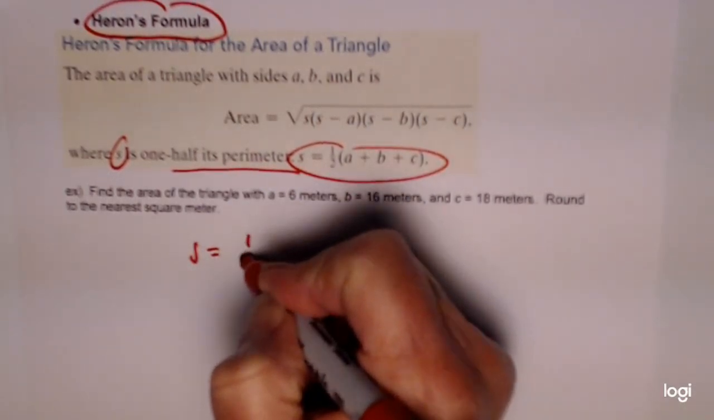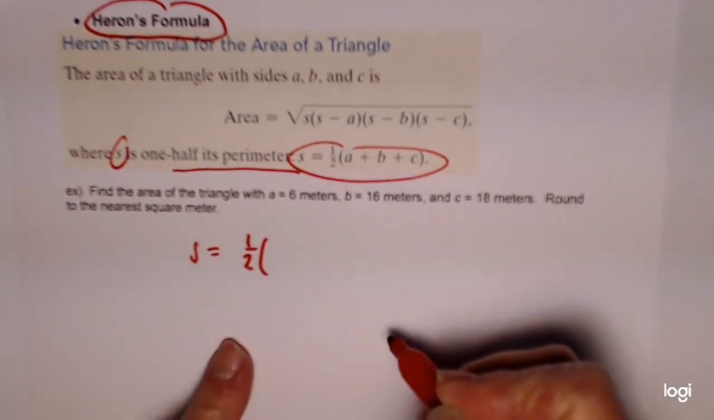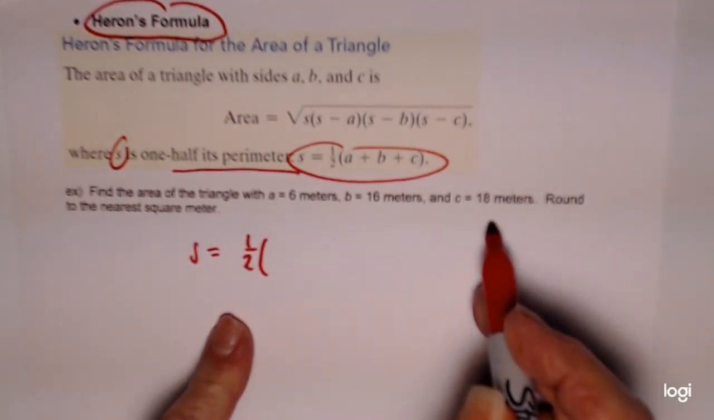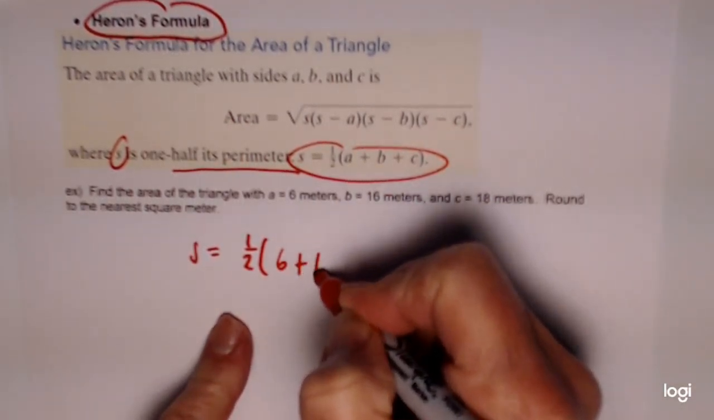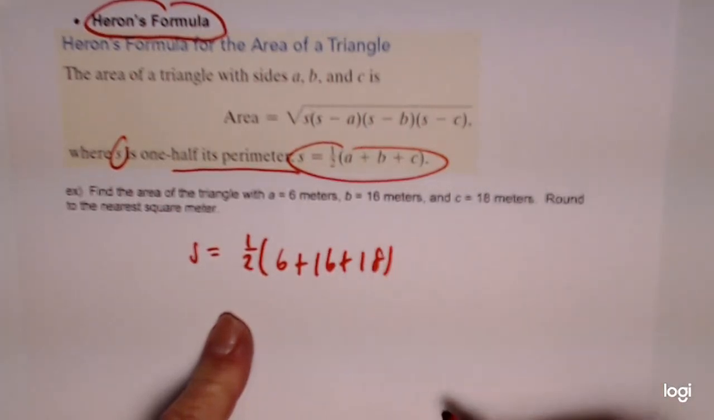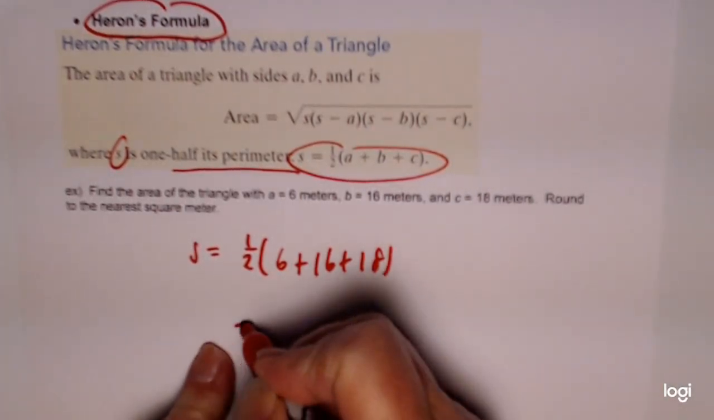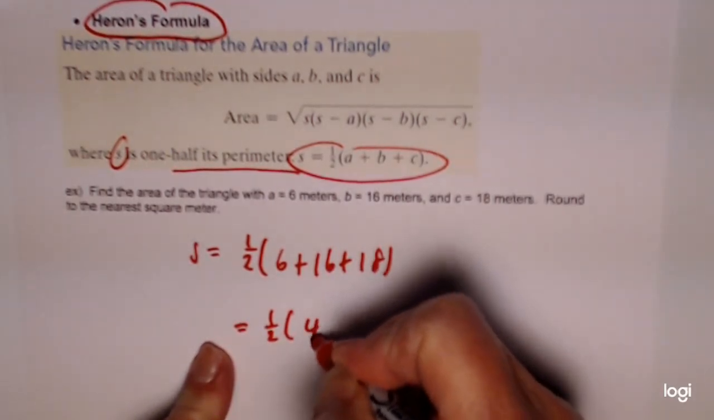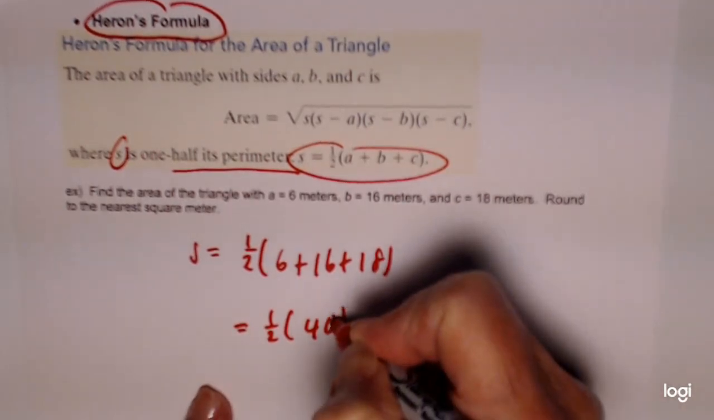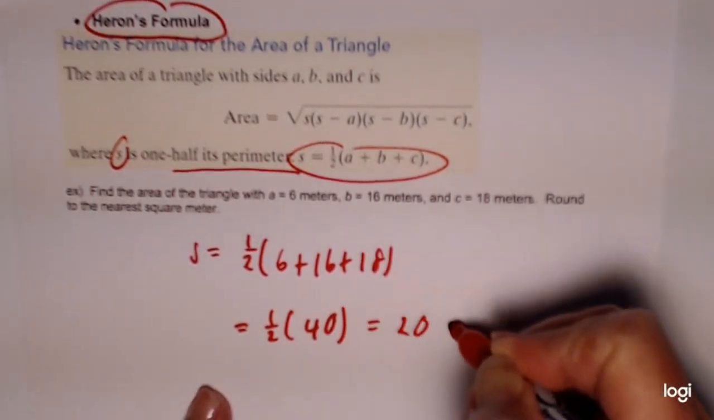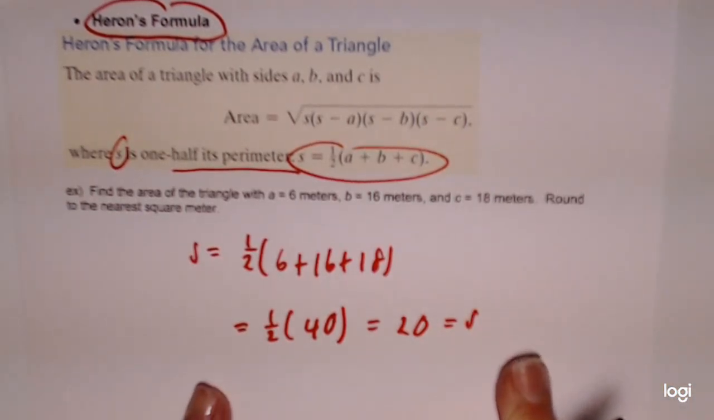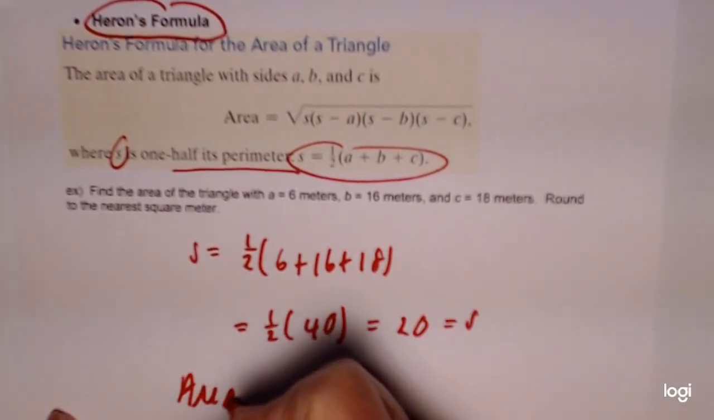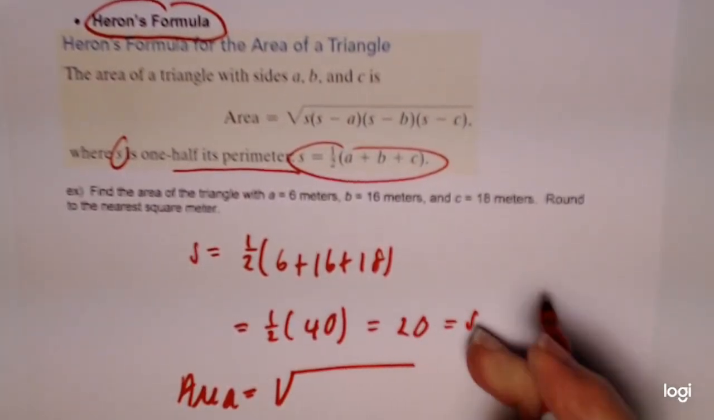And so S is 1/2, and now it's the length of the three sides. In our example, A is 6, B is 16, and C is 18. So we add all those lengths together. And so this is 1/2, 6 plus 16 plus 18 is 40. And then 1/2 of 40 is 20. So S is 20.